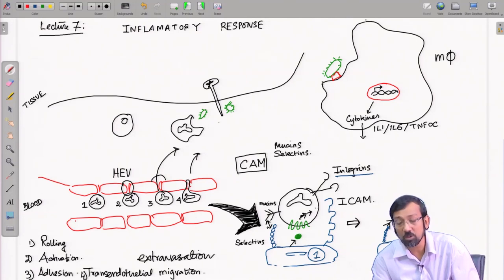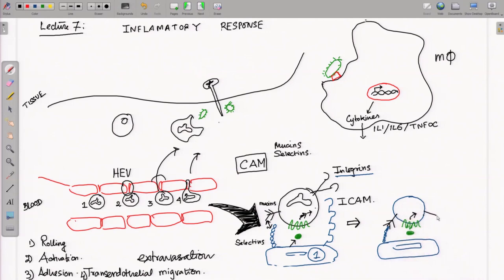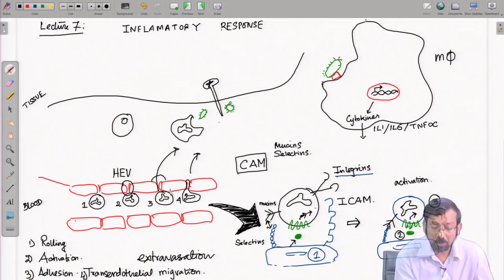So, when there is the chemokine binding to the chemokine receptor, that leads to reorganization of the integrins, and this reorganization allows the third step to occur. So, this is the second step, and then there is activation, and then there is adhesion. This allows the third step to occur, where this ICAM to integrin interaction is completed, and now the cells adhere more firmly to these endothelial cells.